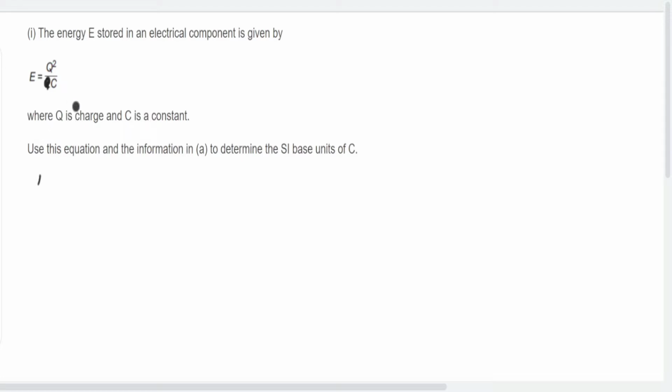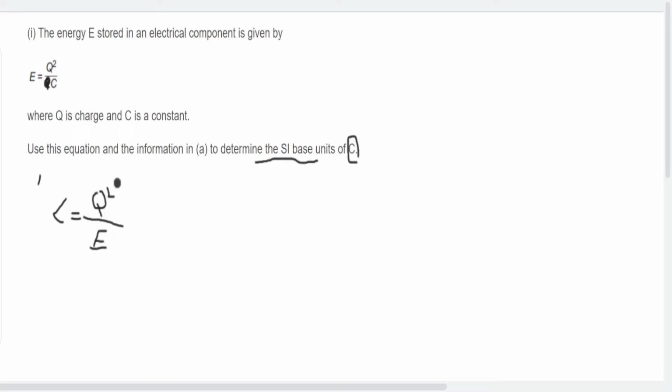So first of all, I'm going to make C the subject of the formula because I am told that we need to find the SI base unit of C. So instead of writing E, I'm going to replace E with C to make C the subject of the formula, and instead of C, I'm going to write E.